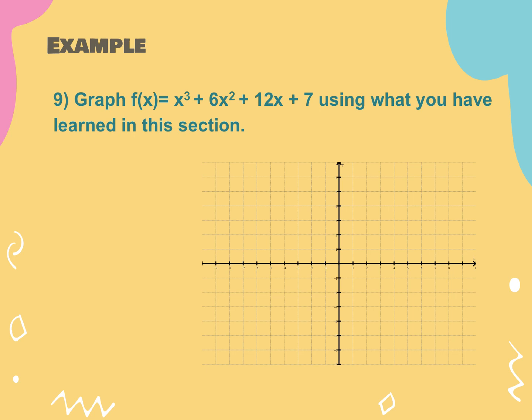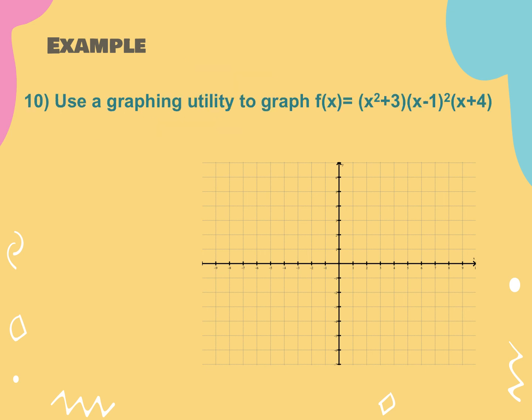And again, when I come here, you want to be able to look at this and automatically know left down, right up. You want to be able to identify the end behavior as soon as you see that leading term. Okay, and then on this one, notice it says use the graphing utility to graph that.